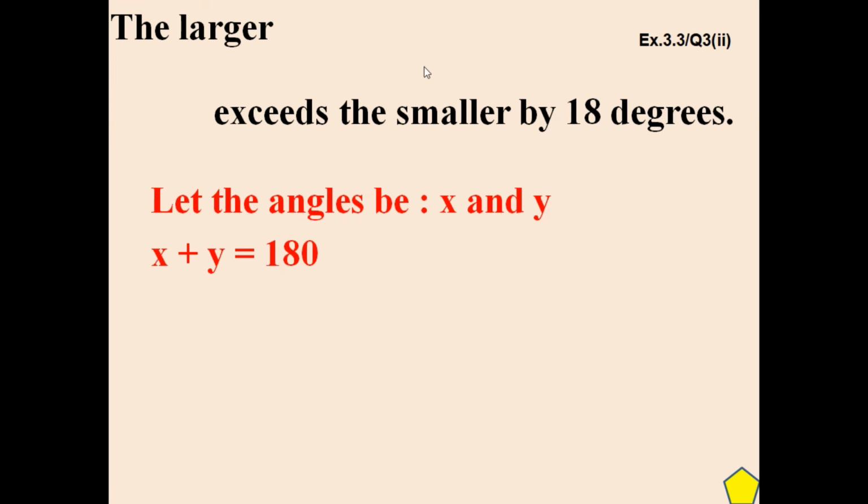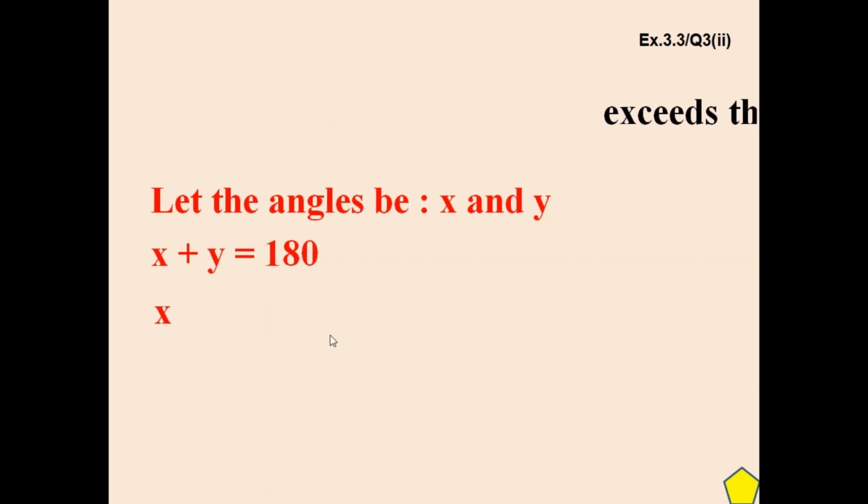You will have to recall the geometrical technical terms to interpret these word problems. And the larger could be either of them, maybe this or this. So we are saying, okay, let the larger angle be x. Exceeds, the meaning of the word exceed is this, is equal to the smaller plus 18. So these are the two equations. Solve them, you'll get the two angles x and y.